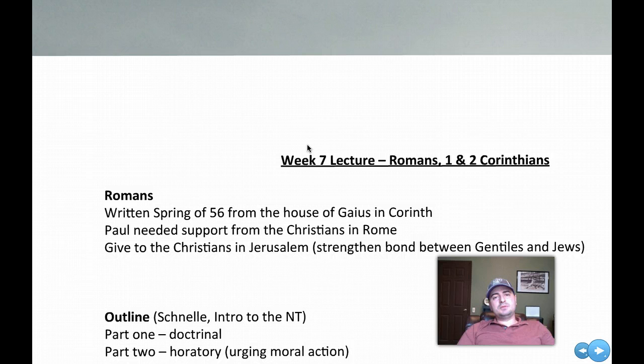Now, the immediate reason why Paul wrote the epistle to the Romans is that he needed support from Christians in Rome. The Christians in Rome apparently were very numerous. In Romans 16, he lists 28 people who were either important or people met in their household, and they were in a position to give to the Christians in Jerusalem. I put down here that it could strengthen the bond between Gentiles and Jews, because the Jews could have been the Christians in Rome. We think that the Jewish quarters in Rome are where most of the Jews lived. We know that they lived in certain sections of Rome, and that's where the Christians lived.